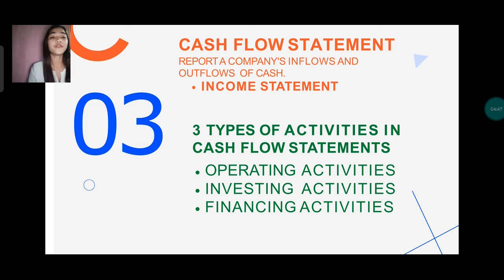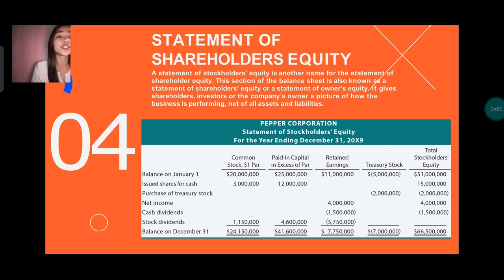And the last part of a financial statement is the statement of shareholders' equity. This section of the balance sheet is also known as a statement of shareholders' equity or a statement of owner's equity. It gives shareholders, investors, or the company owner a picture of how the business is performing, net of all assets and liabilities. In simple terms, owner's equity is defined as the amount of money invested by the owner in the business minus any money taken out by the owner of the business.